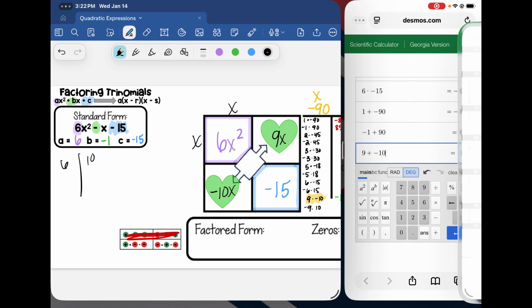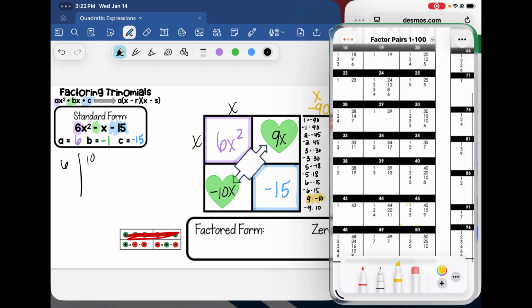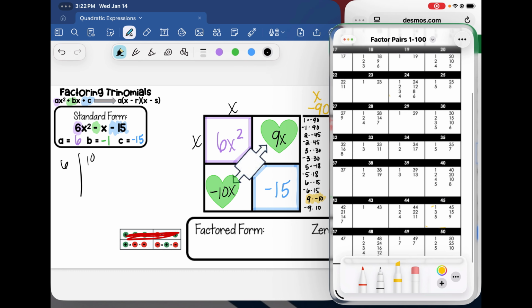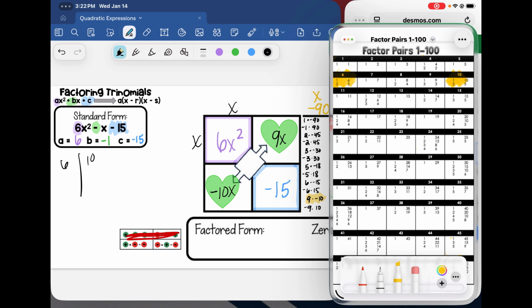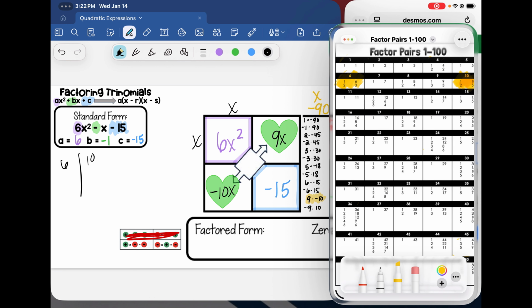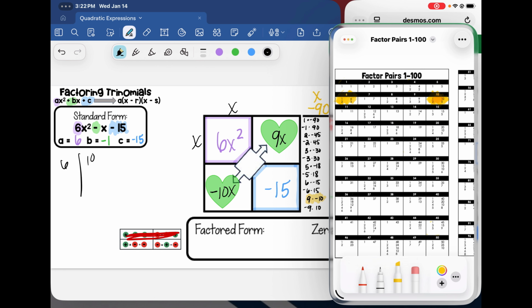I'll pull up my factor pair sheet, and I'm going to go to 6 and 10. So here are my factors for 6, and here are my factors for 10. What is the biggest number that 6 and 10 have in common? It would be a 2. So that means the greatest common factor for this column would be a 2x.